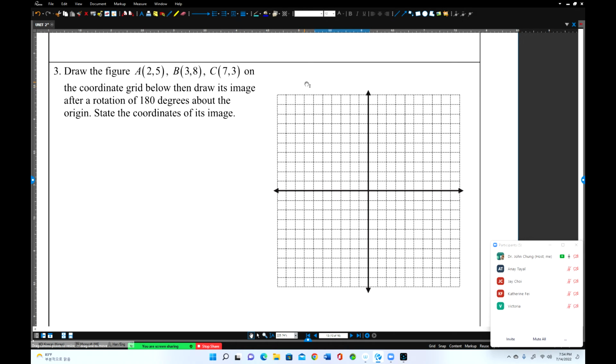Okay, number 3 over here. How to make 180 degree rotations clockwise. A is 2 and 5 over here. B is 3 and 8. And C is 7, 3. This is 7 and 3. This is C. When you connect this one, here, and here, and here.